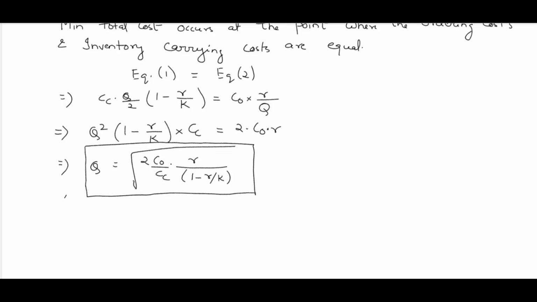This Q is economic, because we are manufacturing, economic batch quantity. So this is the difference between EBQ and EOQ. In EOQ we are purchasing from other suppliers, and in EBQ we are manufacturing within the plant itself.